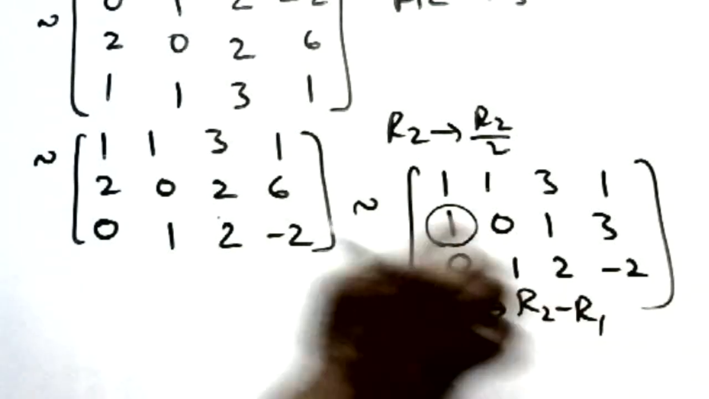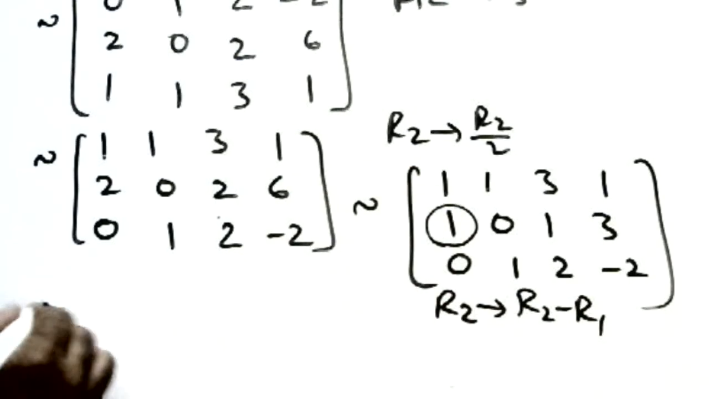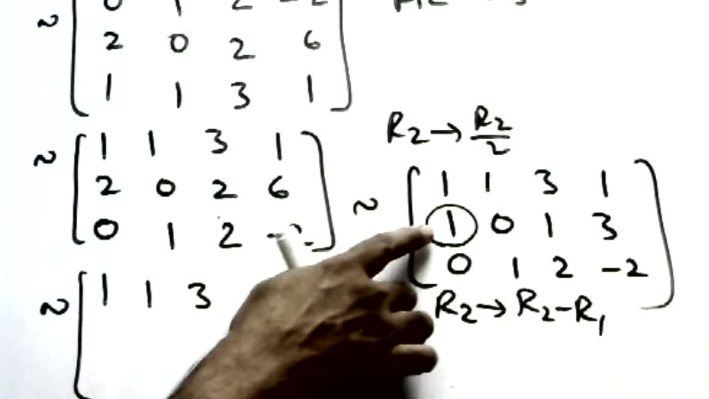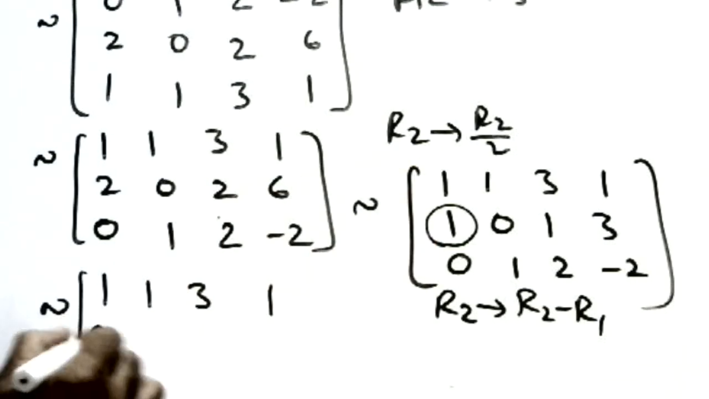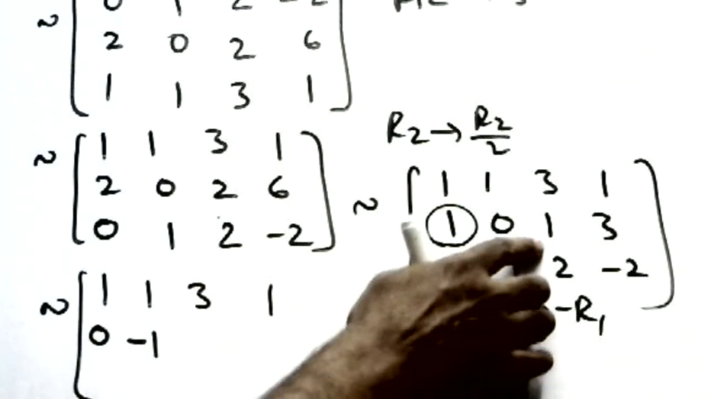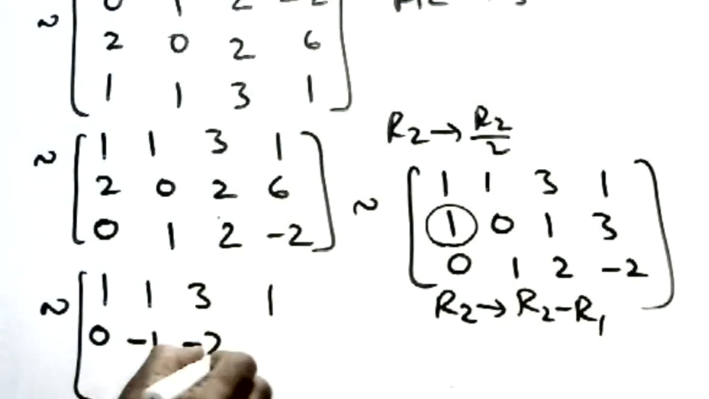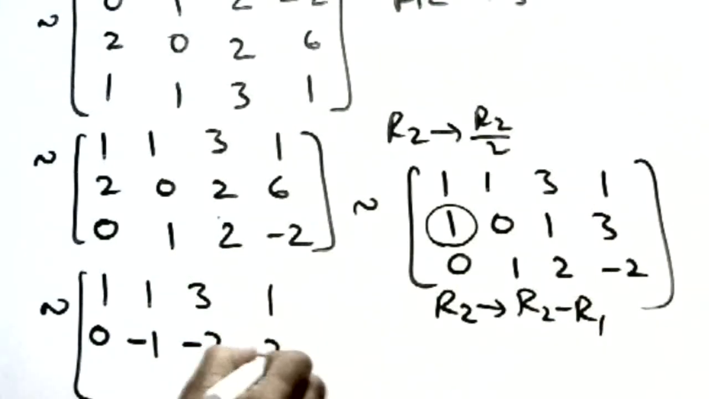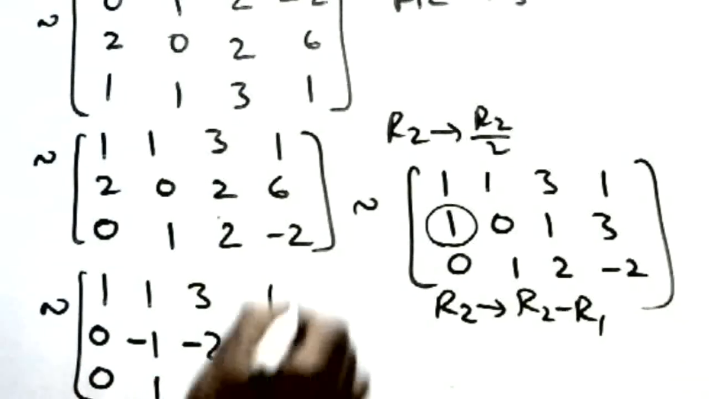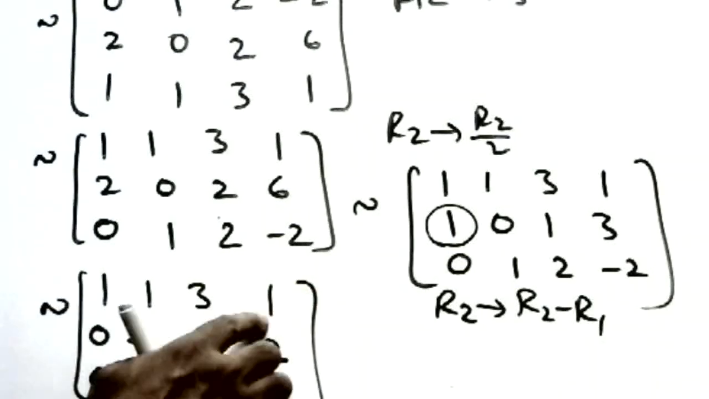So R2 implies R2 minus R1, 1 minus 1 is 0. So I'm writing here 1 1 3 1. Now let me make this one 0. 1 minus 1 is 0. 0 minus 1, this will be minus 1. 1 minus 3 is minus 2. 3 minus 1 is 2. Okay, now write as it is 0 1 2 minus 2.